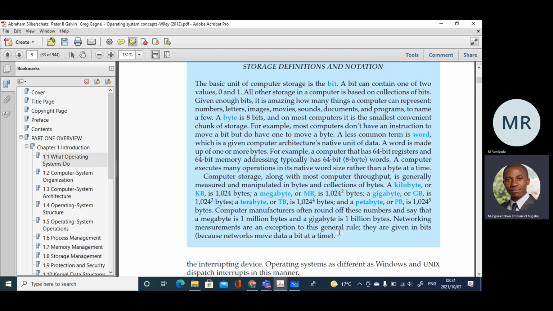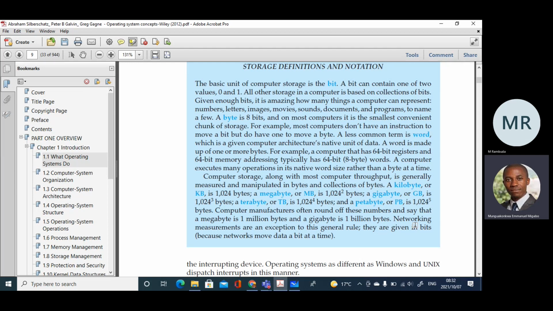Networking measurements are an exception to this general rule. They are given in bits. Most of the times when we speak about networking, we use bits because networks move data a bit at a time. Most network transmission of data is done serially, so 1 bit at a time. Hence, when we start speaking network-wise, we often tend to use bits and multiples of bits, meaning kilobits, megabits, and so on.